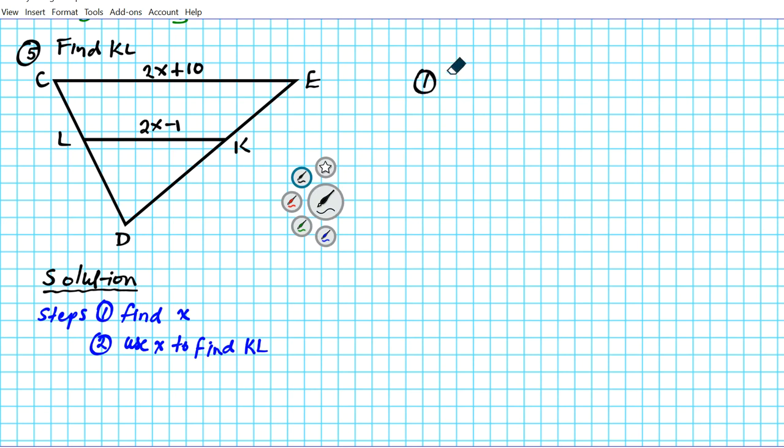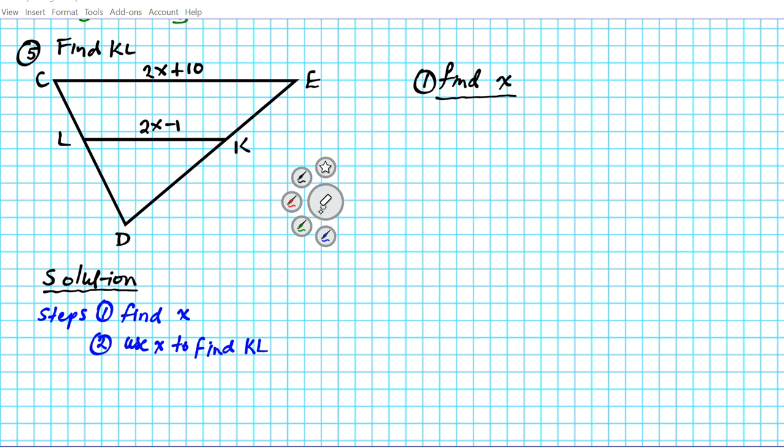Okay, so part one, we want to find x first. To find x, we're going to use the Midsegment Theorem, and then we'll use algebra to figure out KL after we're done with that. All right, so what's the Midsegment Theorem? Let's go ahead and identify what our midsegment is.